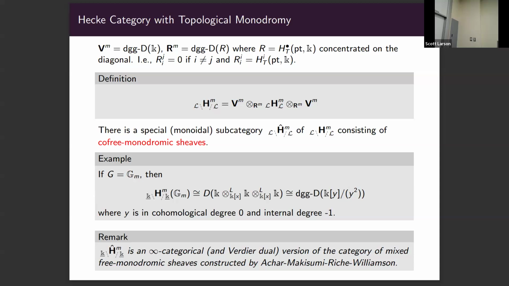I put this remark at the end where if we look at this subcategory of these co-free monodromic ones, in the non-infinity category world, there's a version constructed by Achar, Makisumi, Riche, and Williamson that takes about 100 pages to write down instead of one line. So I thought I'd favor the one line one. Anyway, ours is a lot more general. It applies in a lot more setups than just where you have Elias-Williamson mathematics.